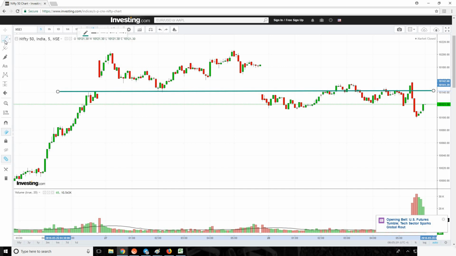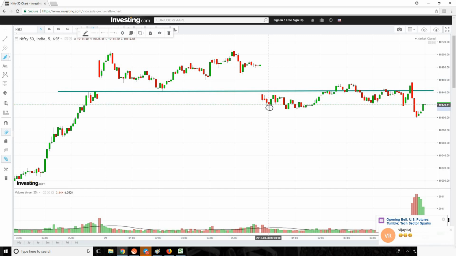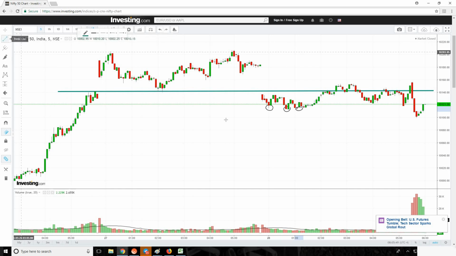So Nifty here was finding some support. Nifty again here was finding some support. It was bouncing from here, and Nifty again was finding support here. So continuously 3 times Nifty was bouncing from this level, finding support here. This sort of gave me a hint that price does not want to go low.